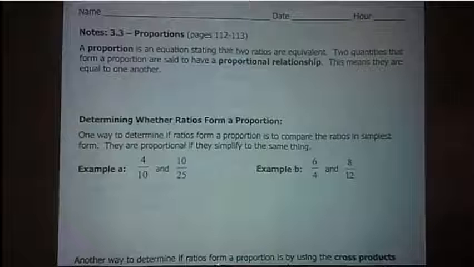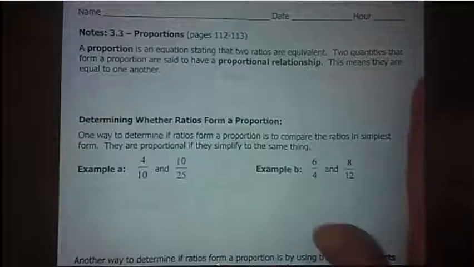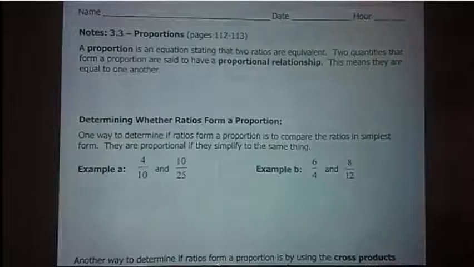Our goal today is to be able to look at a pair of ratios and know if they are proportional. So the first thing you have to know is what proportional means and what a proportion is. A proportion is an equation stating that two ratios are equivalent. An equivalent is just a fancy word for equal. So two quantities that form a proportion are said to have a proportional relationship. All that means is that they are equal to one another.